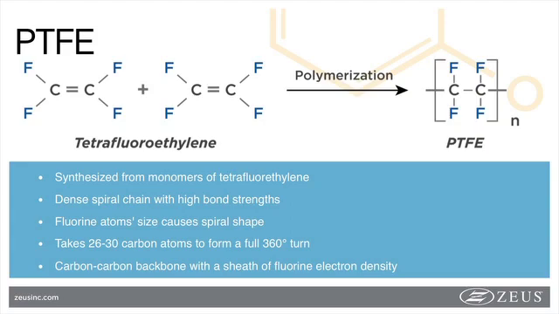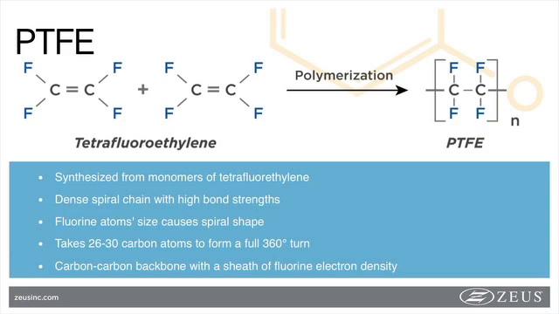PTFE is synthesized from the tetrafluoroethylene monomers which, when combined, create an arrangement containing covalent bonds between carbons and fluorines. The structure of the material, as one would imagine, is linear in nature. However, it is better described as rod-shaped. Because of the size of the fluorine atoms, the carbon-carbon backbone is bent in such a way that it forms a spiral shape with approximately 30 atoms to make a full 360 degree turn.